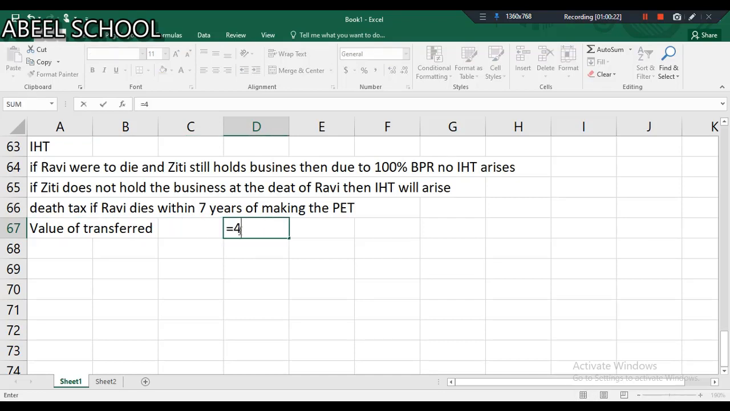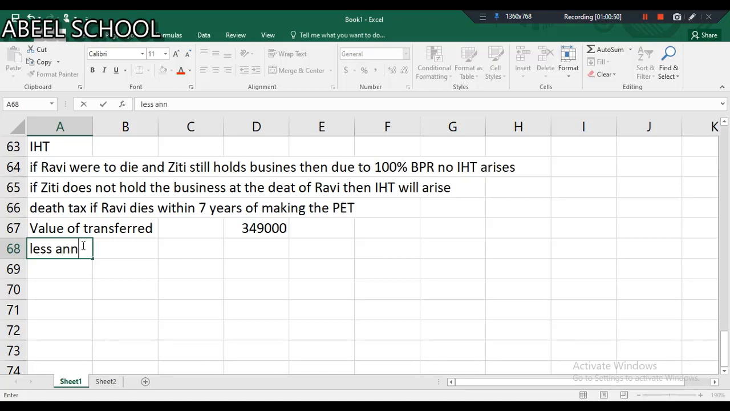40,000 is for goodwill. Building is 300,000 at the time of gift. Equipment is 9,000 at the time of gift. And during the life, annual exempt amount was available in the tax years 17-18 and 18-19, because father gave the entire business as a gift to Ziti in the tax year 18-19.